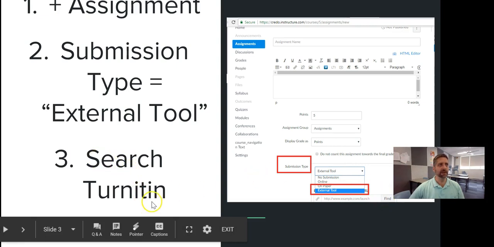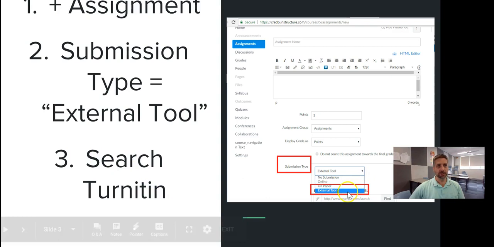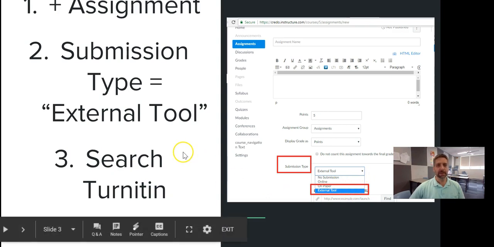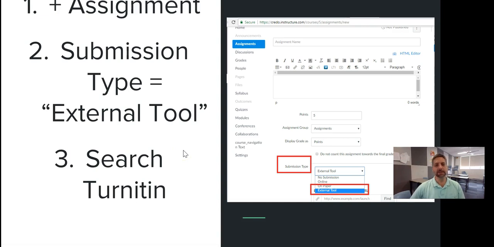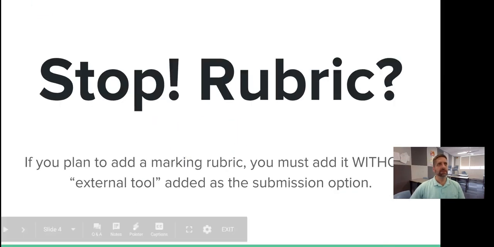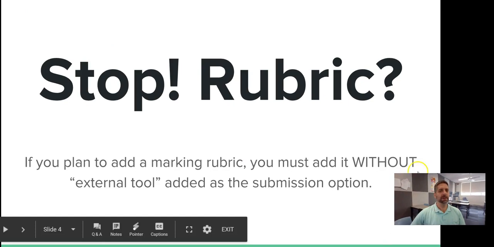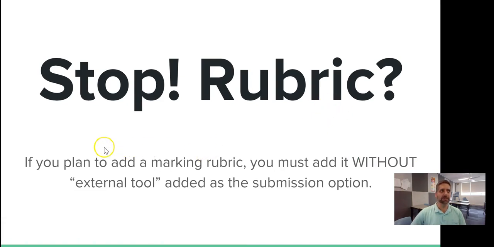I probably should have put find there instead of search, but that's going to be Turnitin, and then you save it. So it's as simple as that, using Turnitin, and then when the students submit to that assignment, they're going to use Turnitin. Now, if you're thinking of doing something crazy like adding a rubric, which you can do through Canvas, come and see me about it because it's an interesting and fun process, but there's a couple things you need to do. So if you want to skip this bit, that's okay.